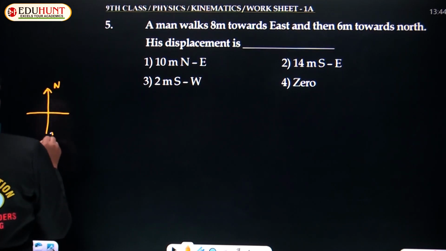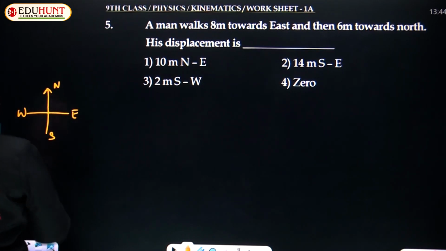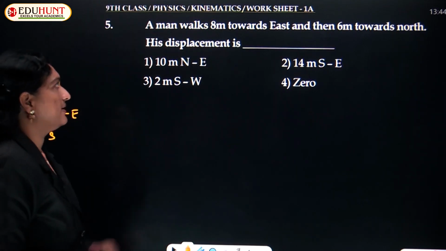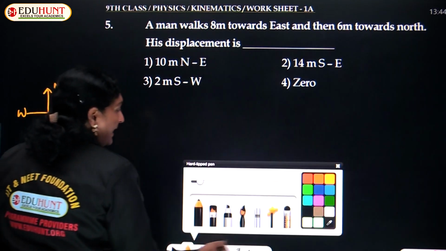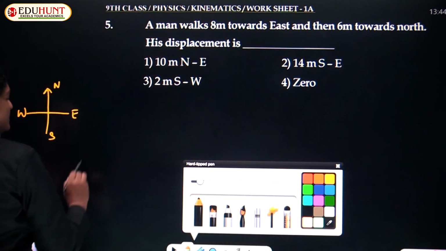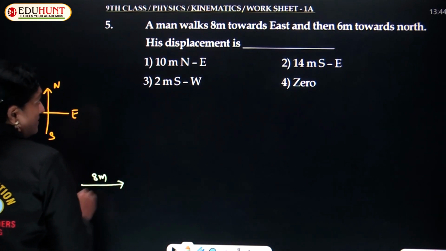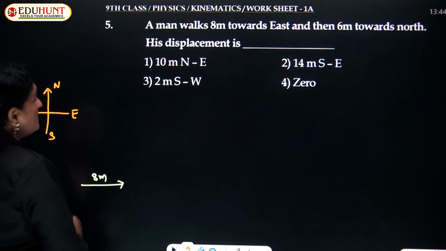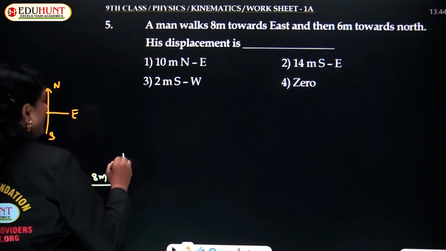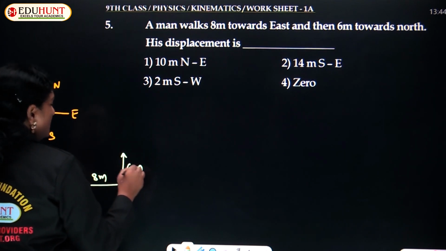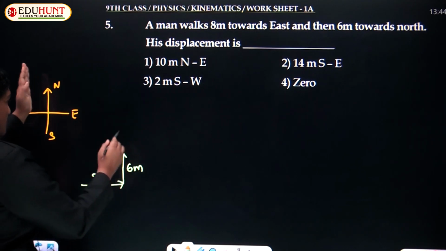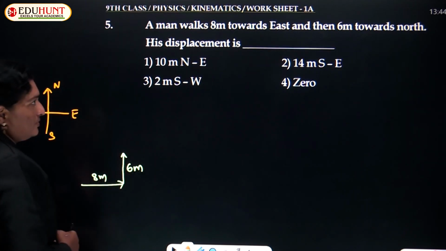This is north, south, east and west. So, what was given is, a man walks 8 meters towards east. Where is the east? This way. How long is he traveling? 8 meters. And 6 meters towards north. Here 6 meters towards the north direction, and 8 meters in the east direction.